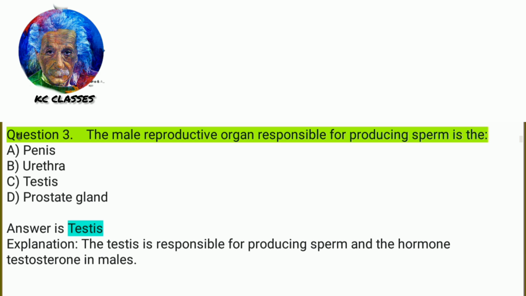Question 3. The male reproductive organ responsible for producing sperm is the A. Penis. B. Urethra. C. Testis. D. Prostate gland. Answer is testis. Explanation: the testis is responsible for producing sperm and the hormone testosterone in males.